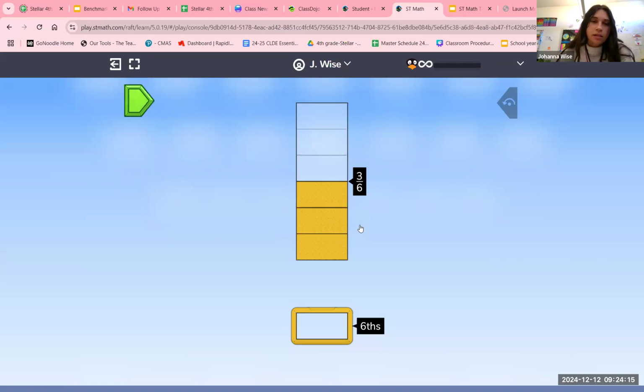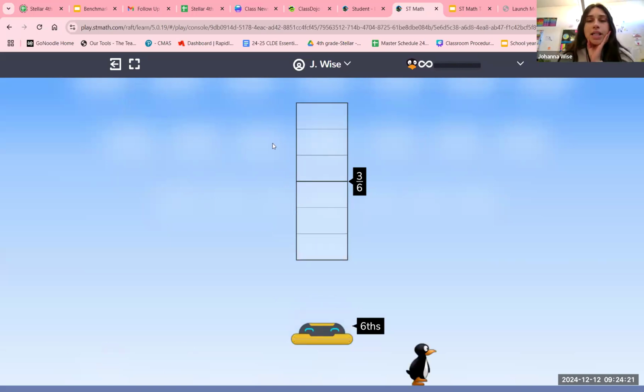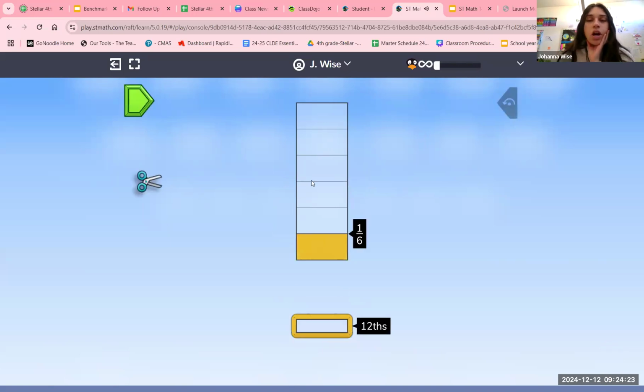I press this little plus button and then my continue button, and you'll notice it's going to take the pieces from my part. All right, now I have 1/6. I have 6 parts. 1 is shaded in. That's why I have the 1 on the top, the numerator, and 6 on the bottom, because that's the total number of parts. Ooh, I need to get to 12ths.